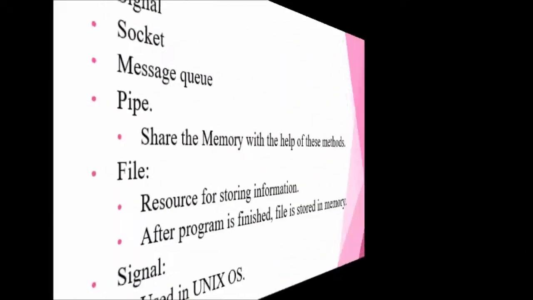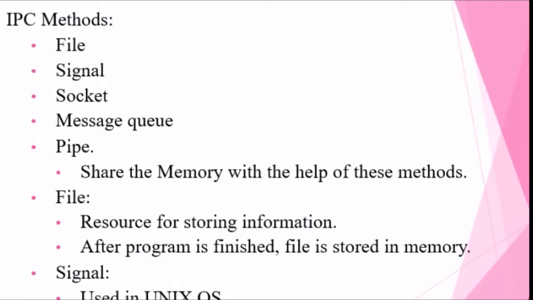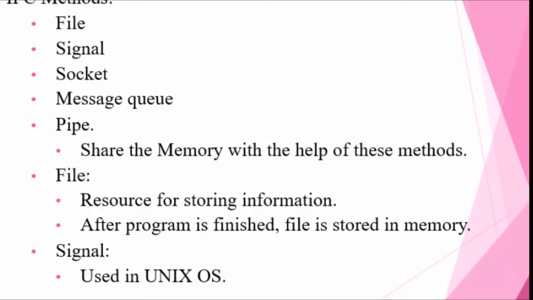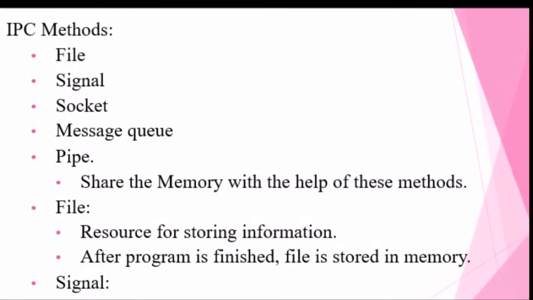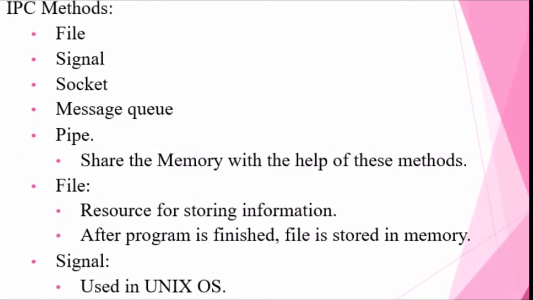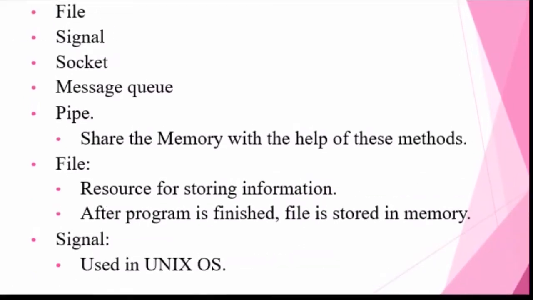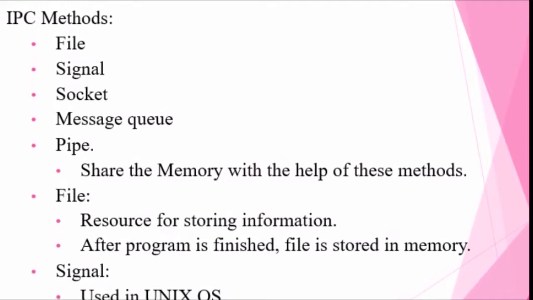Next are the inter-process communication methods. Totally 5 methods are there: file, signal, socket, message queue and pipe. Here memory is shared with the help of these methods. The first method is file, a resource for storing information. If the program is finished, the file is stored in memory.